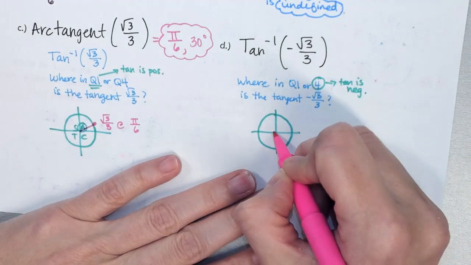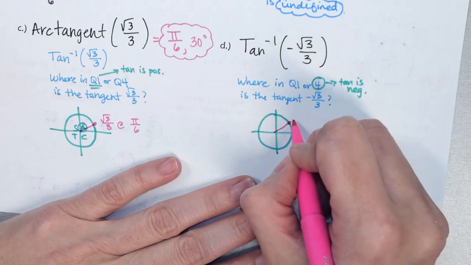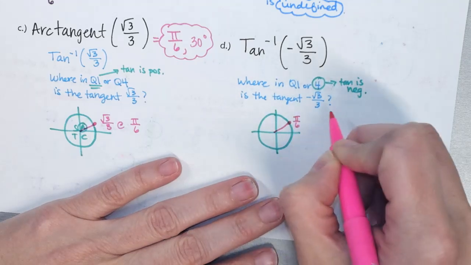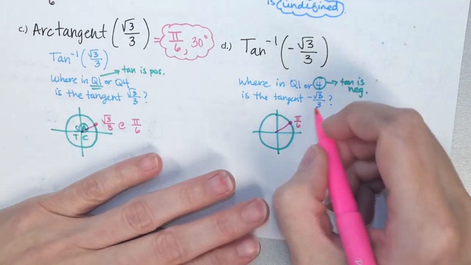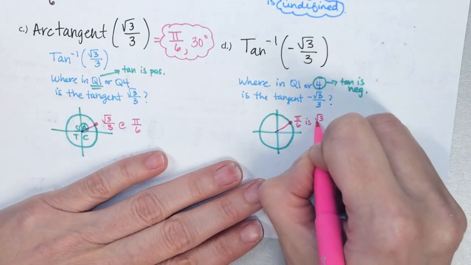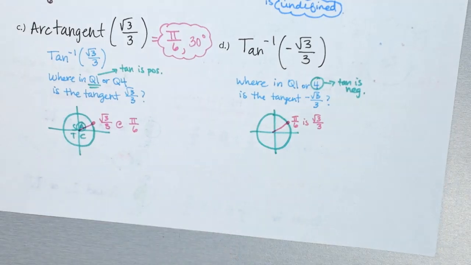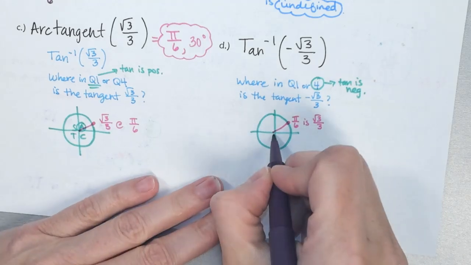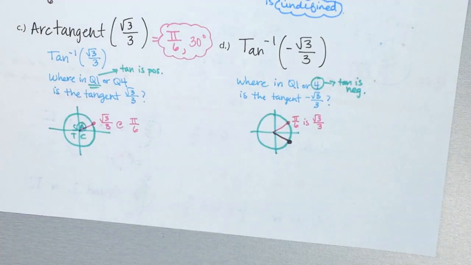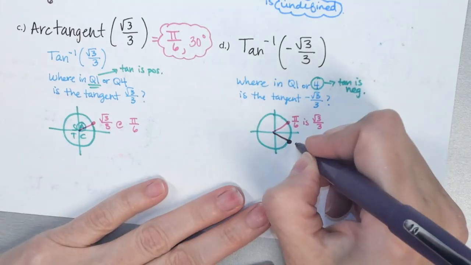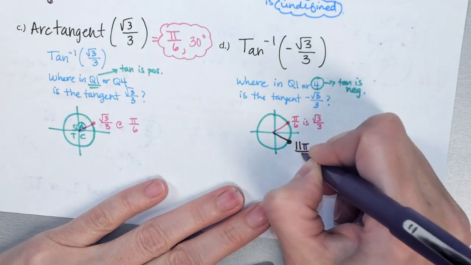For example, we know in quadrant 1, this is pi over 6. Okay, so pi over 6 is the root 3 over 3 for tangent. So we're using the reflection in quadrant 4. So we are using this value. Okay, and then we need to be a little careful with this. Do you guys know what this value is here? Yep, so this value is 11 pi over 6.